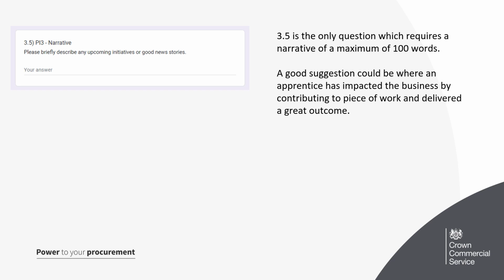Performance Indicator 3.5 asks for any good news stories you can share with us in regards to any initiatives in relation to apprenticeship schemes. An example could be where an apprentice has impacted or contributed to the business by completing a project which has delivered a great outcome. Or it could include something about achieving qualifications.